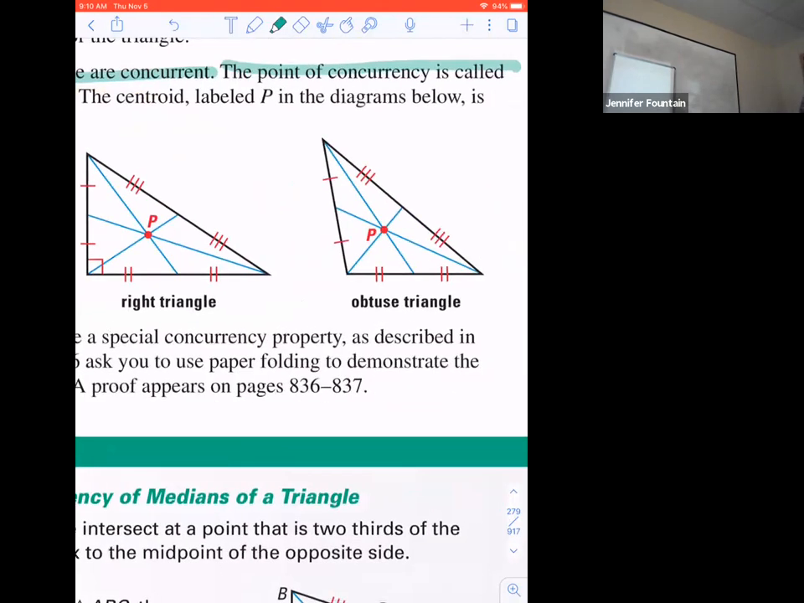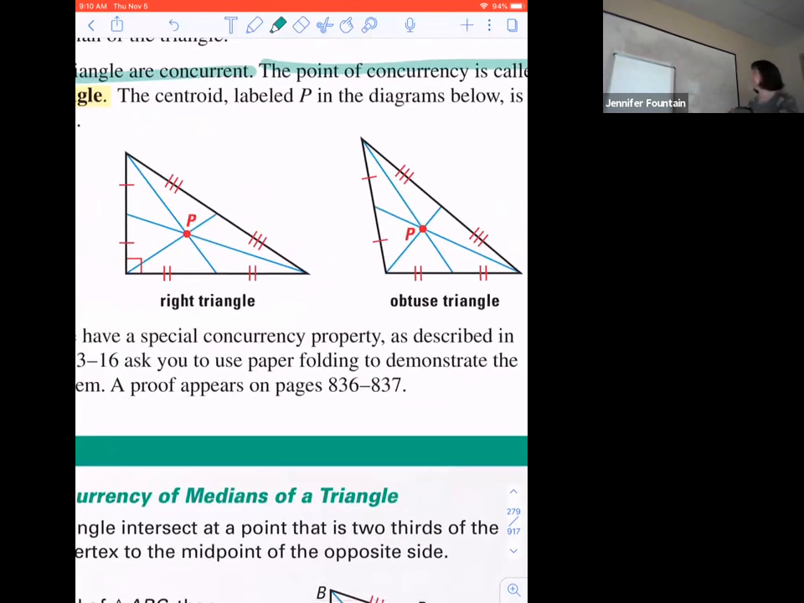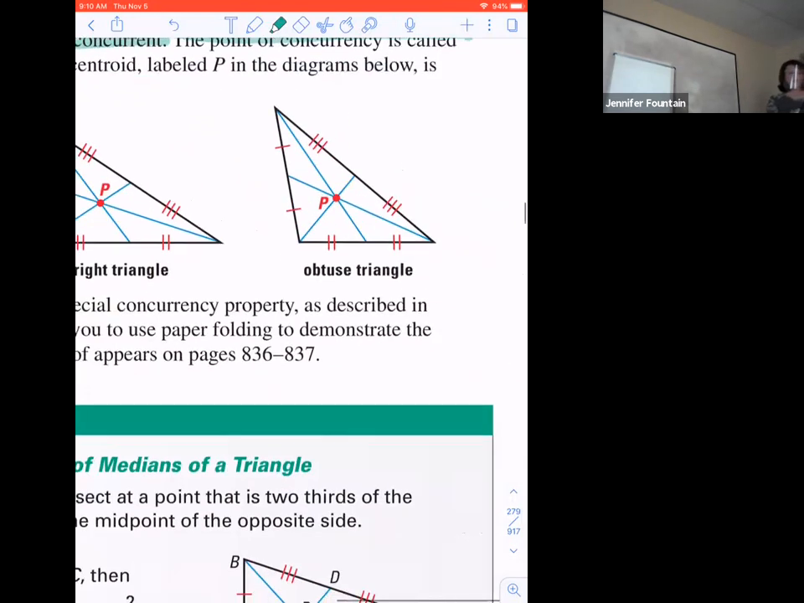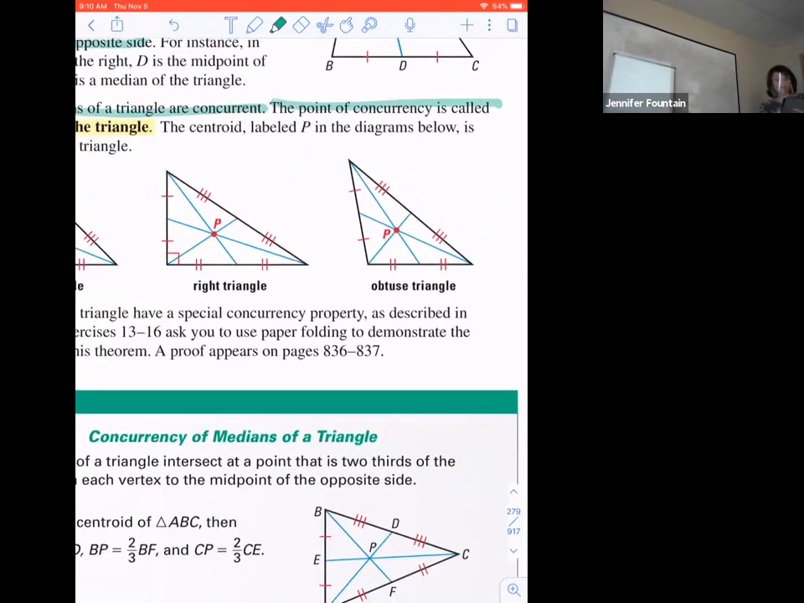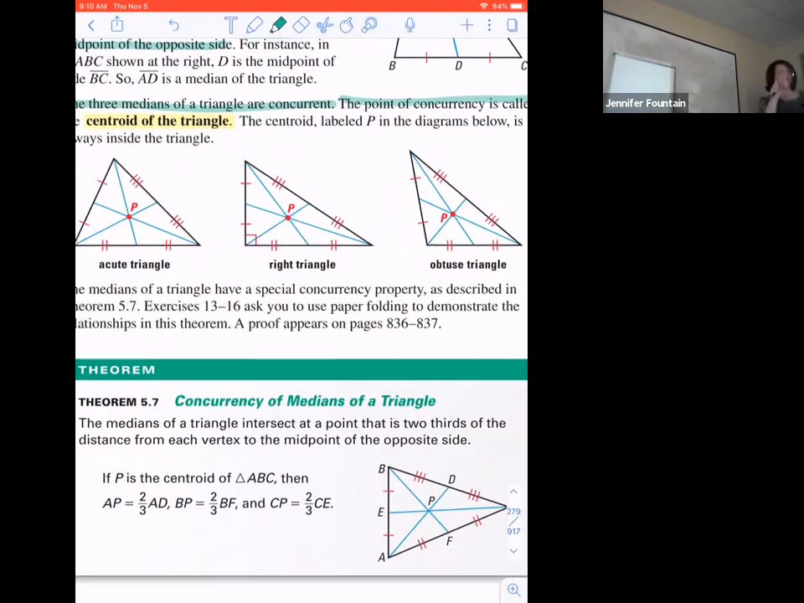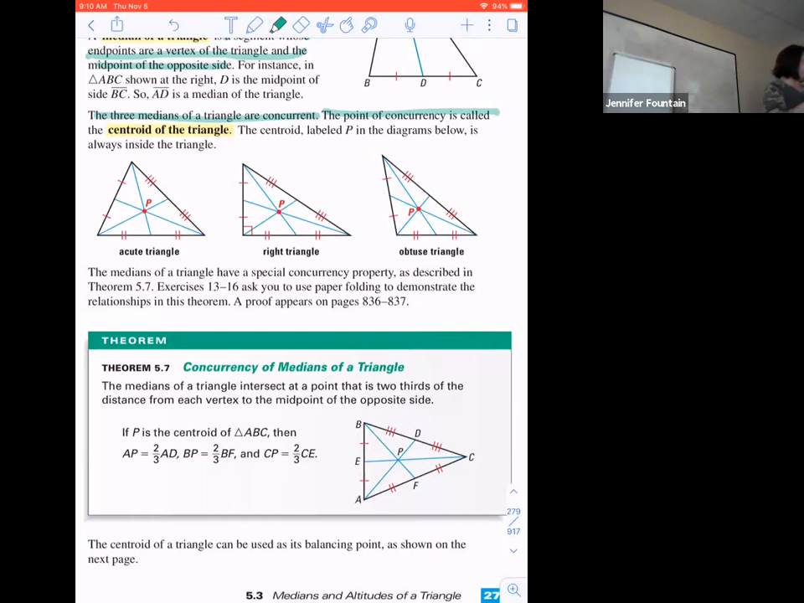What line's the median? In this particular one, remember, there's going to be three of them in each triangle because there are three vertices. So there's going to be three angle bisectors, there's going to be three medians. All right, so what is an obtuse triangle? What does that mean? It has at least one angle greater than 90 degrees.